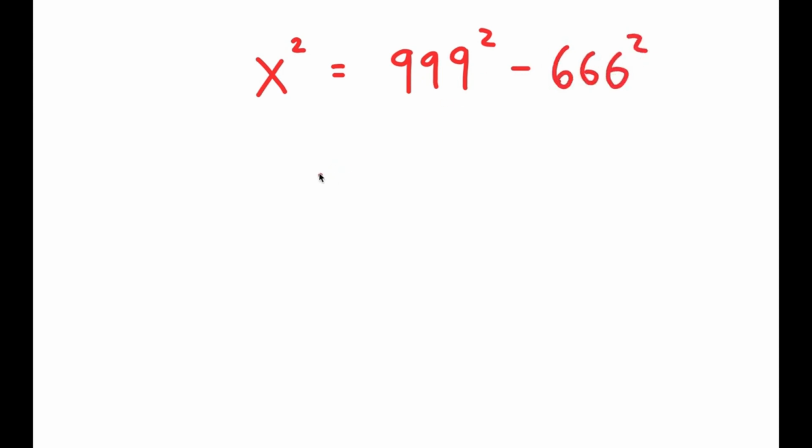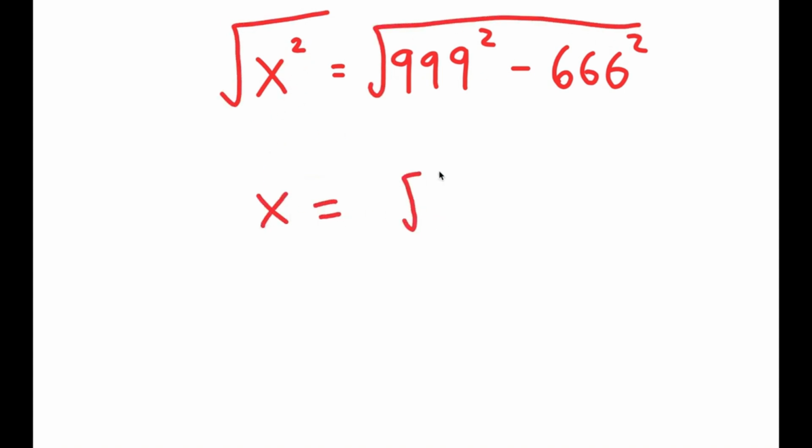Alright, so in this video, I'm going to solve the equation x squared is equal to 999 squared minus 666 squared. So to solve this, I'm going to first take the square root on both sides. So I can get rid of this x squared, and I have x is equal to the square root of 999 squared minus 666 squared.